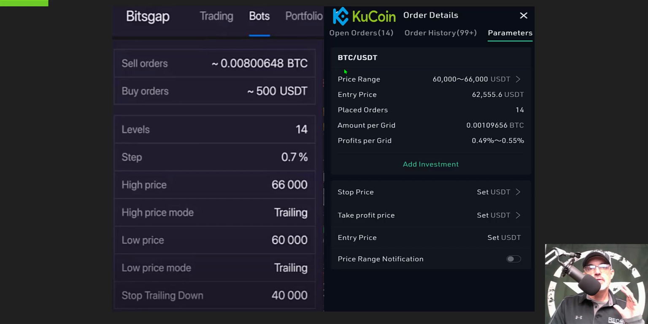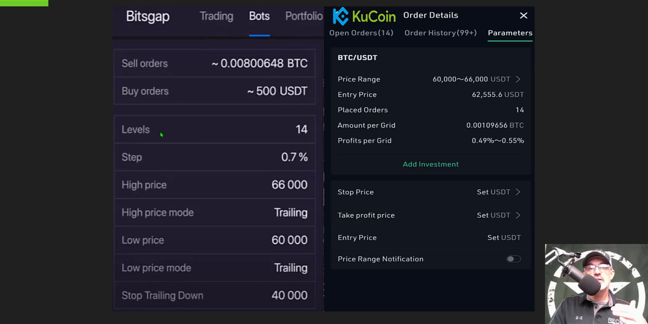And so really the objective of this Battle of the Grid bots was to compare these 2 different grid bots and see which one might outperform the other. If we take a look at the 2 configurations, we'll start over here with Bitsgap. I basically deployed each bot with 500 USDT. In this case, Bitsgap breaks it out between the buy orders, which is 500 USDT, and the sell orders, which is in BTC, because it's selling the BTC to capture profit in USDT. Obviously I deployed both bots with the pairing of BTC USDT. And again, the amount of ammo I gave each bot was 1,000 USDT.